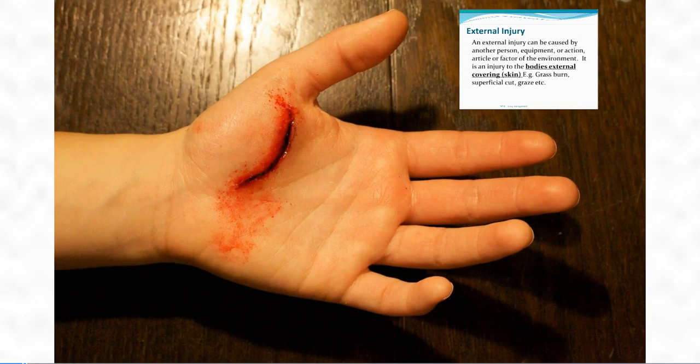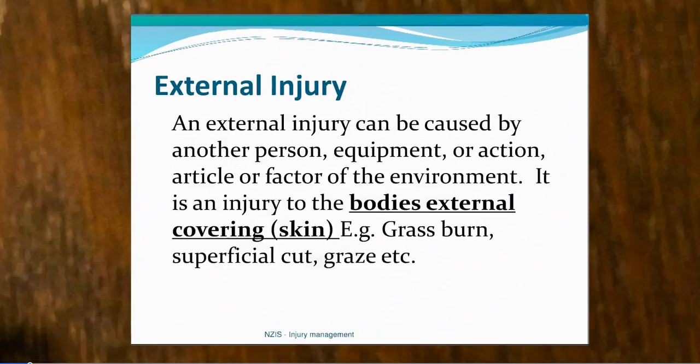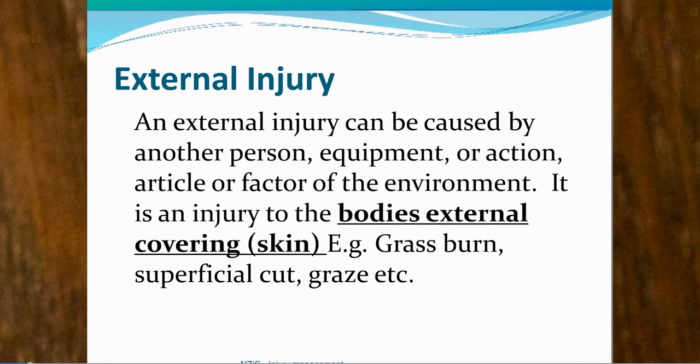Whereas an external injury is something that occurs to the body's coverings. In this case, you can see a cut would be considered an external injury. And it has an added complication that could arise from the injury, and that is, of course, exposure to the outside bacteria and toxins that are in our environment.